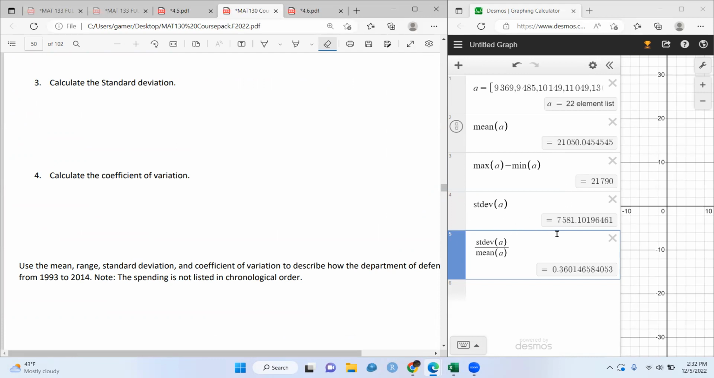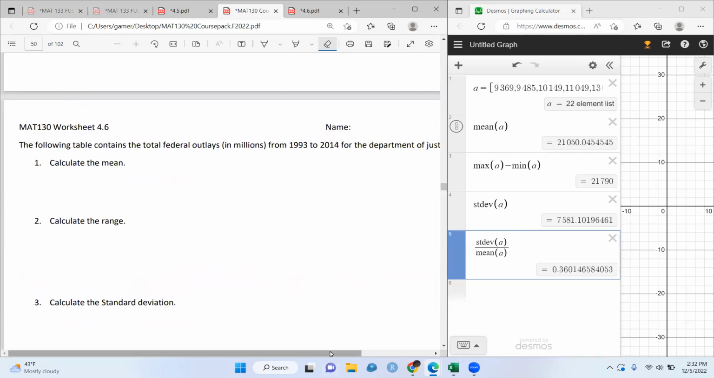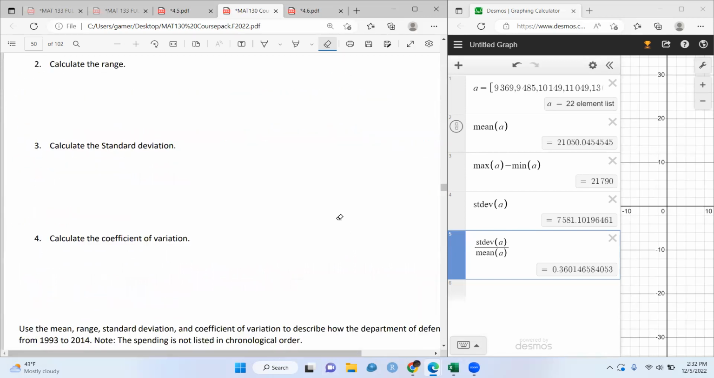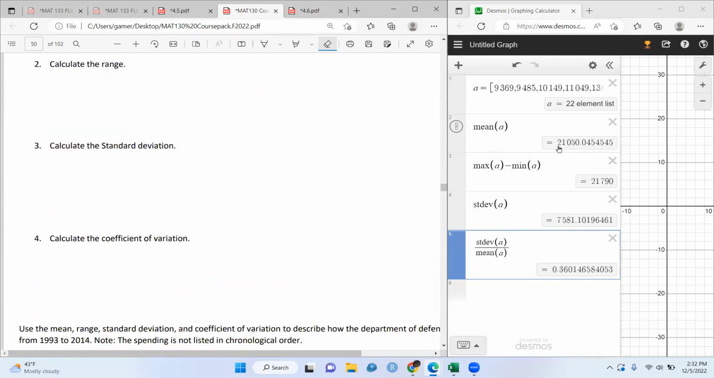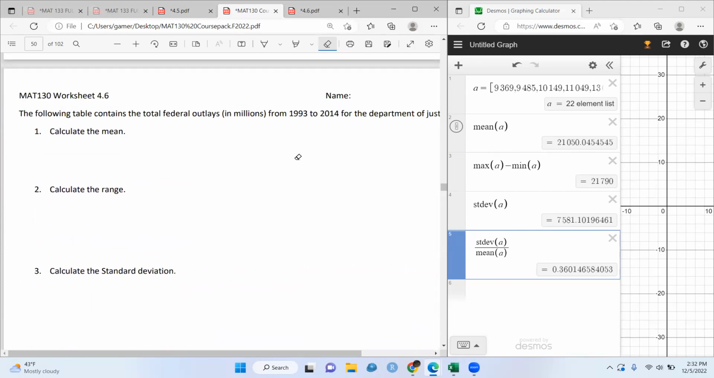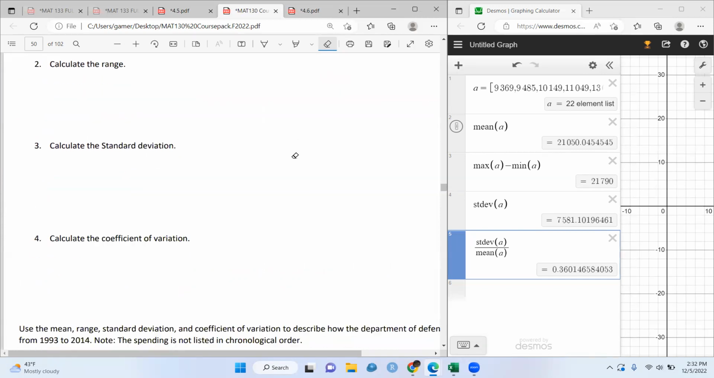You're looking at the fact that 36% of the mean is the standard deviation, so that's a fairly high spread. So some comments you could make is that the spending on the Justice Department has varied pretty widely over these years from 93 to 2014, these 22 years. The average spending was 22,000. The range of spending is 22,000 or 21,000 million, right? That's the stuff I'm looking for in your description there.